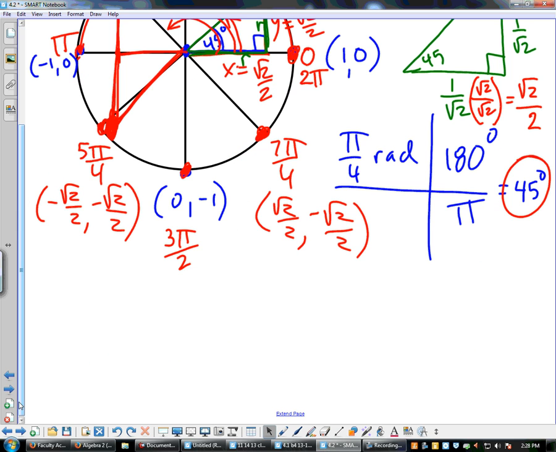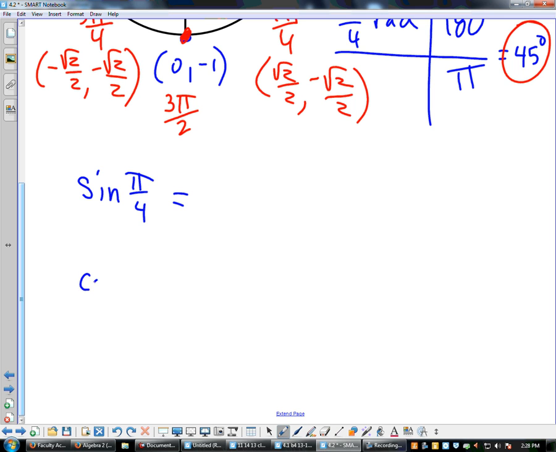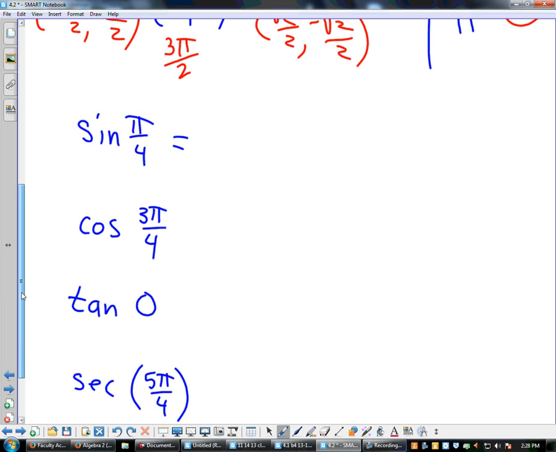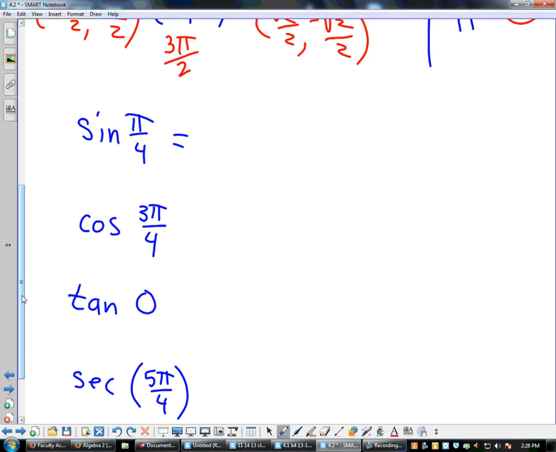So you've got your unit circle that you just drew, so I don't need to keep this one up here right now. But I'm going to ask you to tell me, for example, what's the sine of pi over 4? What's the cosine of 3 pi over 4? What's the tangent of 0? What's the secant of 5 pi over 4? Let's start with these. What about the sine of pi over 4?